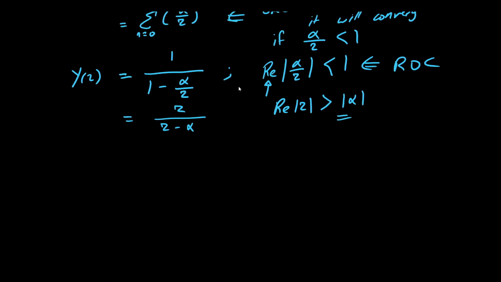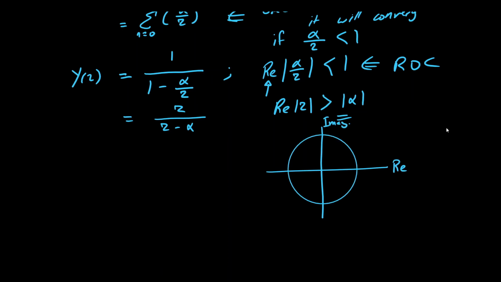So with respect to the region of convergence, this is our real part and this is the imaginary part, and over here we have our unit circle.